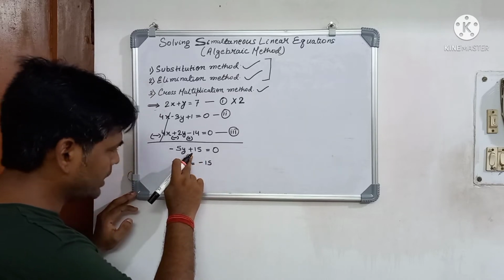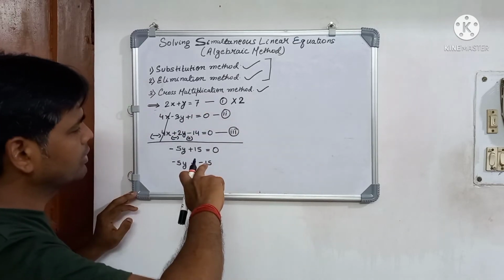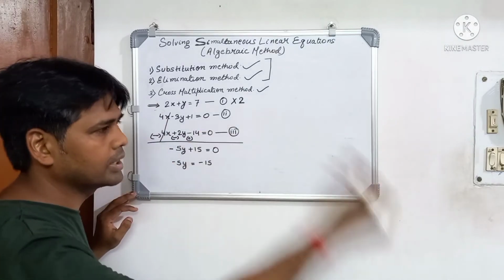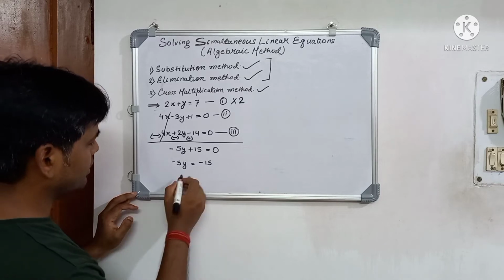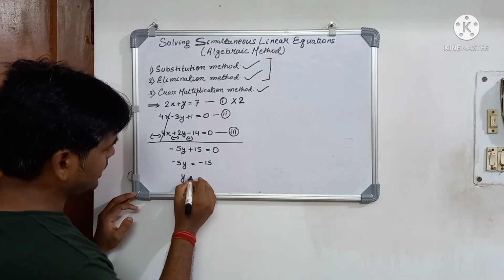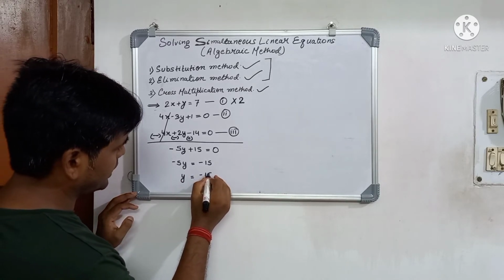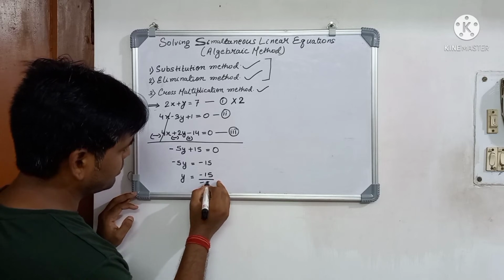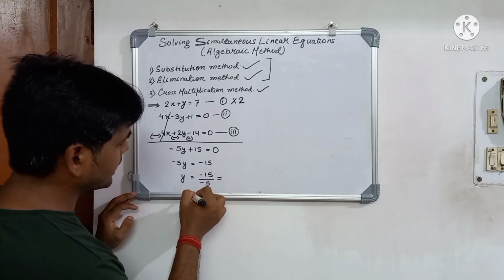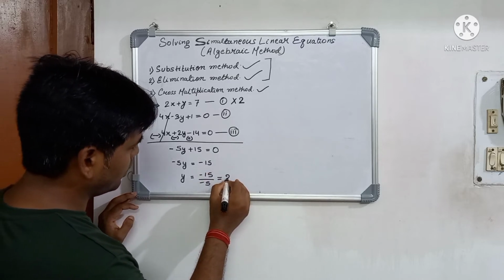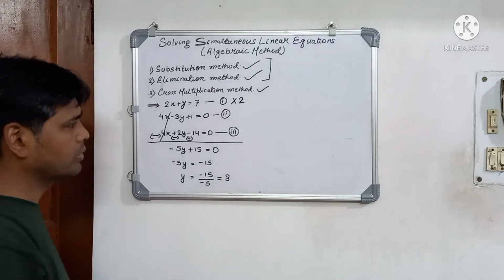Since here we had a plus sign, when the constant is brought to the other side of the equal to sign, it will become a negative sign. So here, y is equal to minus 15 upon minus 5. The minus signs will get cancelled, and as a result I will get a value for y equal to 3.